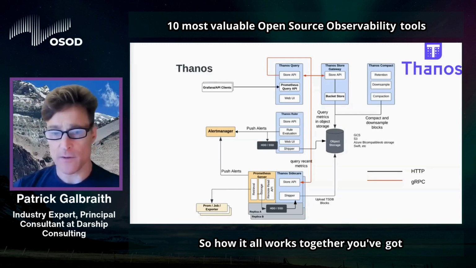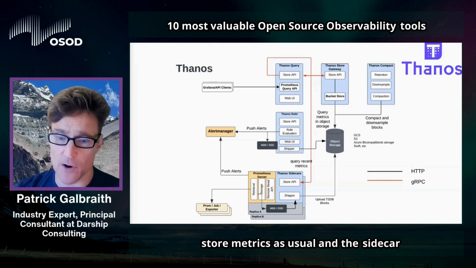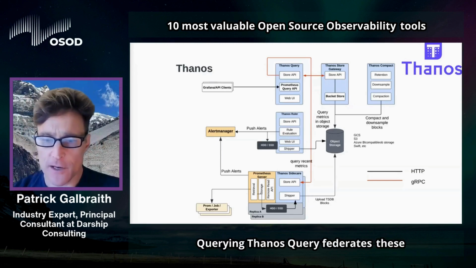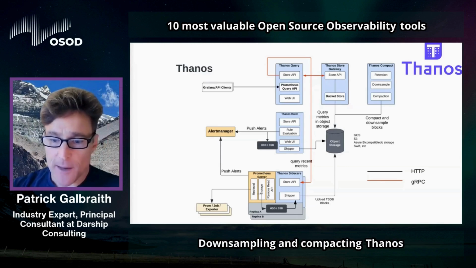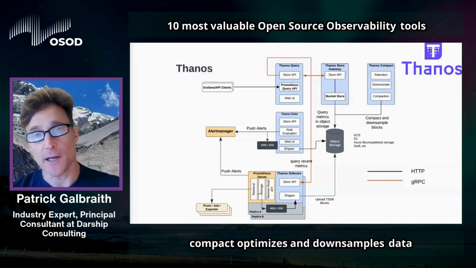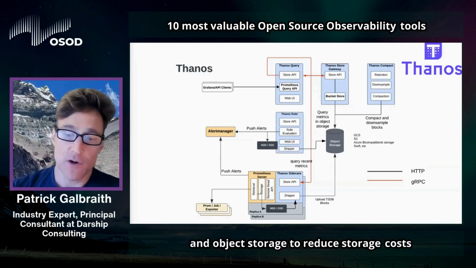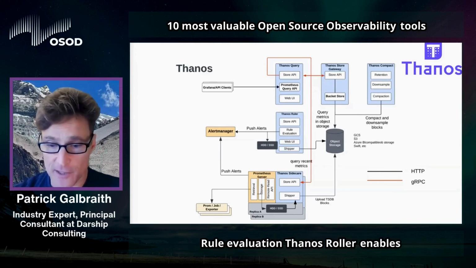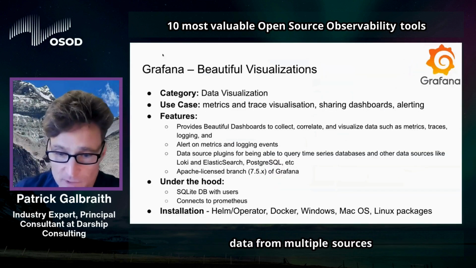So how it all works together, you've got data flow, Prometheus servers scrape and store metrics as usual, and the sidecar uploads these metrics to an object storage and long-term storage. Querying, Thanos query federates these queries. Downsampling and compacting, Thanos compact optimizes and downsamples data in object storage to reduce storage costs while still providing useful historical data for queries. Rule evaluation, Thanos Ruler enables centralized rule evaluations that can pull data from multiple sources.